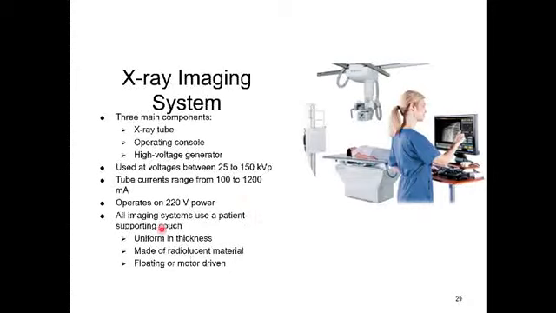And then you've got just some imaging systems that use patient-supported couches. They have to make sure that they have uniform thickness, that they're radiolucent, meaning that you can x-ray through them and they appear clear or black on the image, and they can be floating or motor driven.